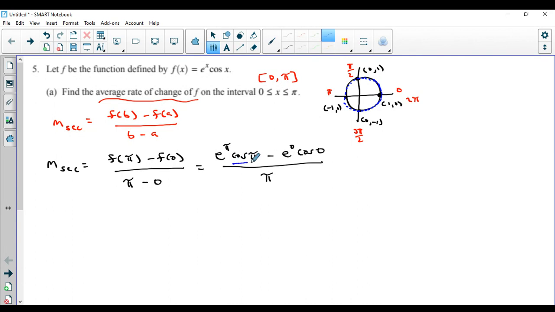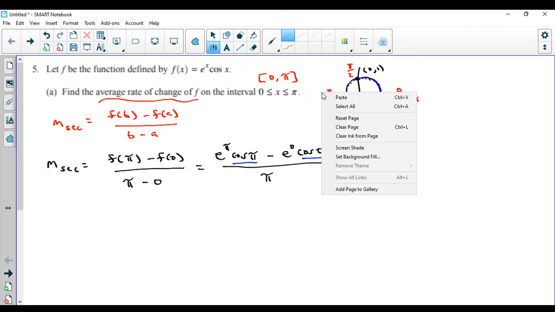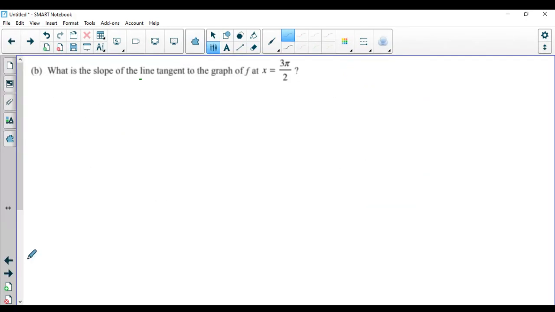So if I want the cosine of pi, I go over to pi and I look at the x value. And so the cosine of pi, I know that's going to be -1. If I want the cosine of 0, I go over to 0, I look at the x value, I know that's going to be 1. So now -1 times e to the pi is just going to be negative e to the pi. I'm going to write it that way. e to the 0 is 1 times 1 is 1, so that's going to be -1. And then all over pi. And whatever this number works out to be, it represents the average rate of change of this function on that interval. So standard issue stuff there, bread and butter.